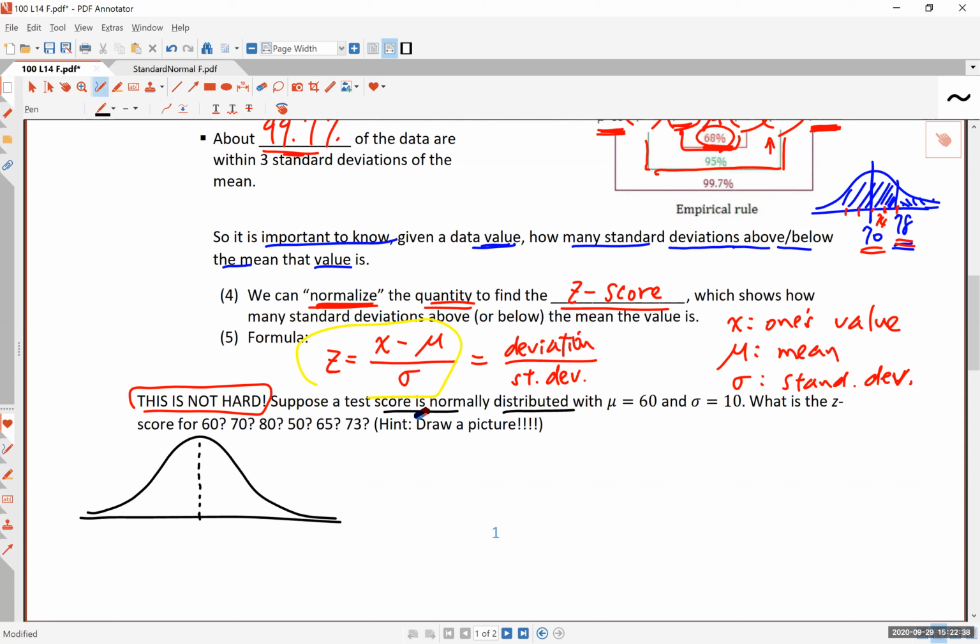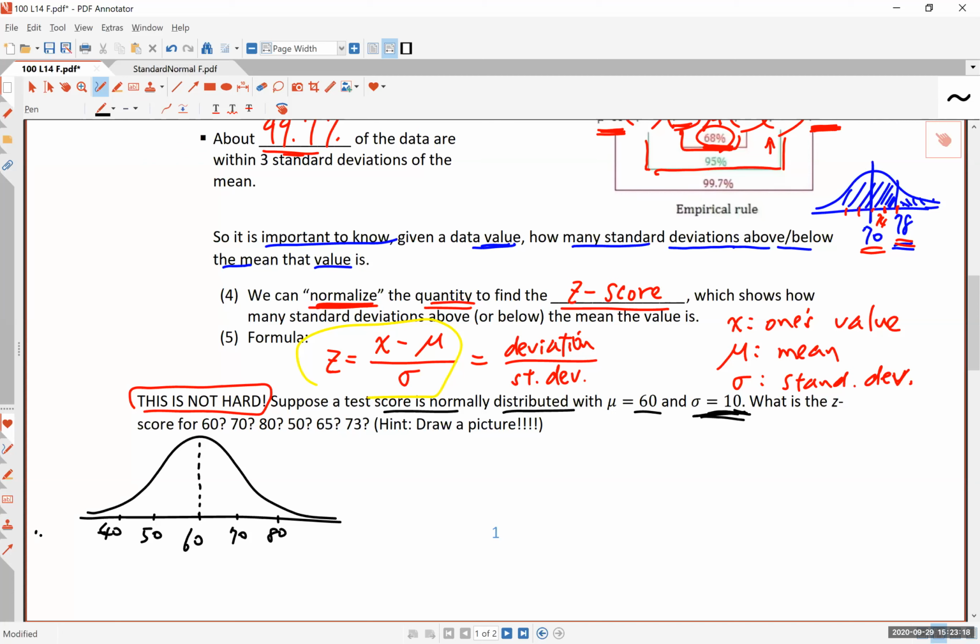All right, so suppose that this test score is normally distributed with a mu of 60 and a standard deviation of 10. Here's what you can do. This is mu, and mu plus sigma would be 10 more than 60, so 70 is here. And then 80 is here, that's 2 standard deviations above the mean. Because the sigma value is 10, if you go backwards and subtract 10 from 60, the average, you get 50, which is 1 standard deviation below. And then this is 2 standard deviations below the mean.